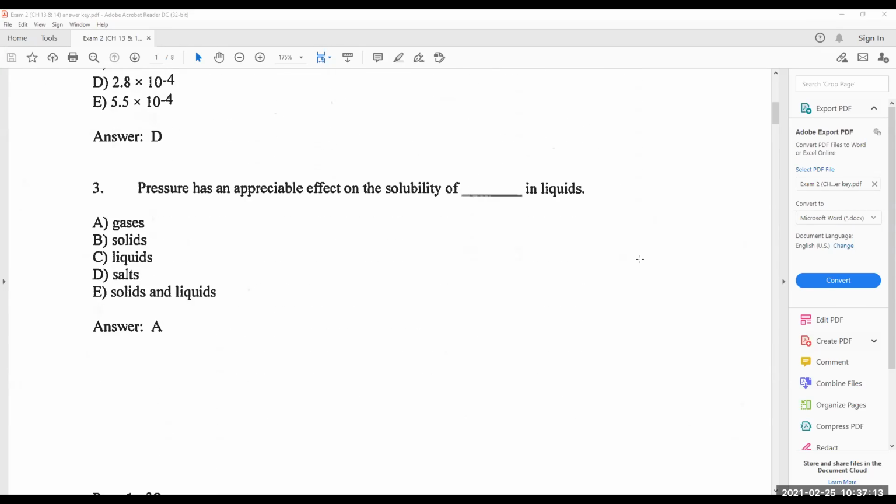Number 3. Pressure has an appreciable effect on the solubility of, the answer is gases and liquids.